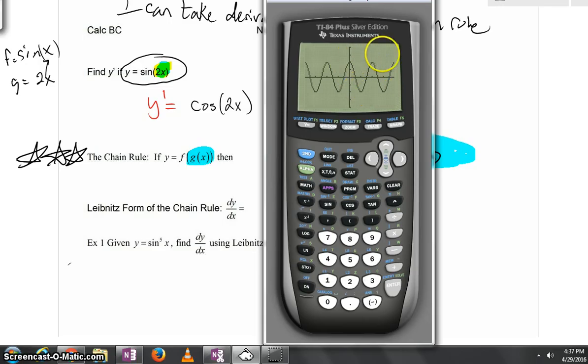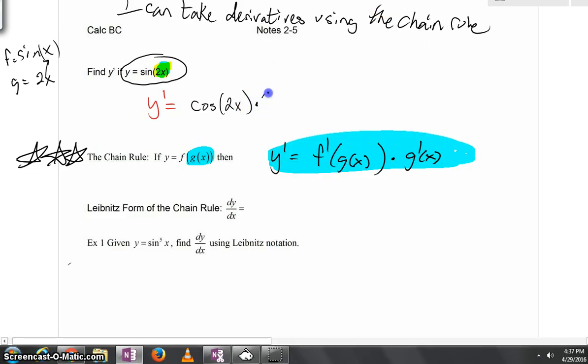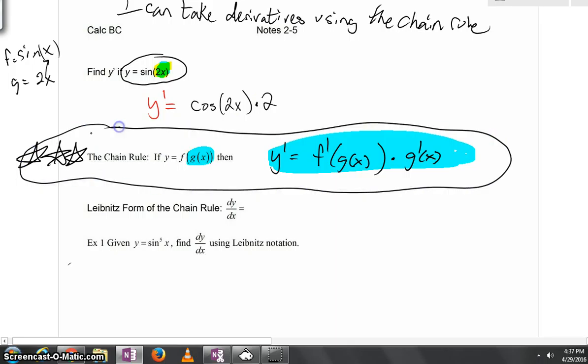And you do have that cosine shape, but look at the amplitude. The amplitude is actually a 2. So we have very good reason to believe that that would be cosine of 2x times 2. And right here is the rationale that we're always going to have.